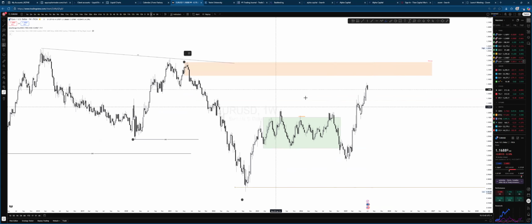So I'll just mark again. Now that I'm closer to price action, I'm going to mark once again. High.